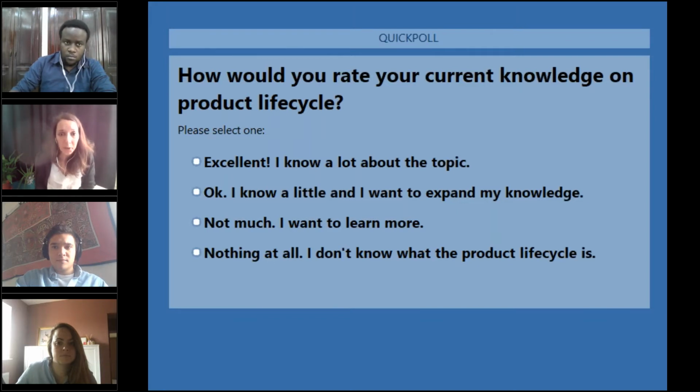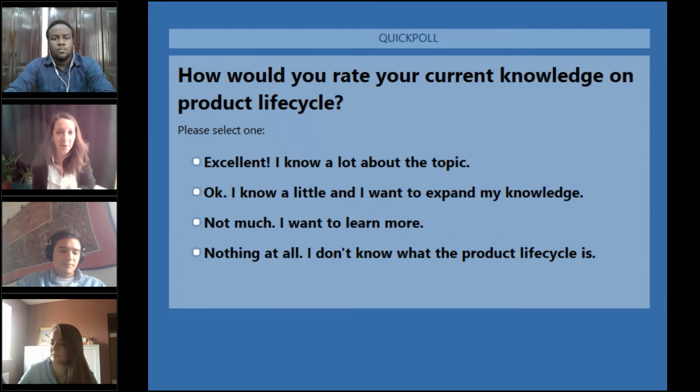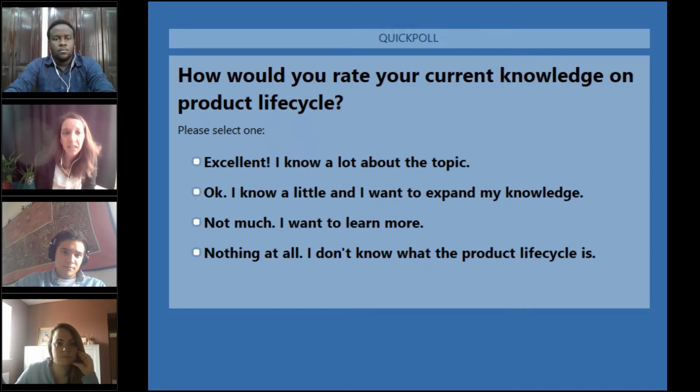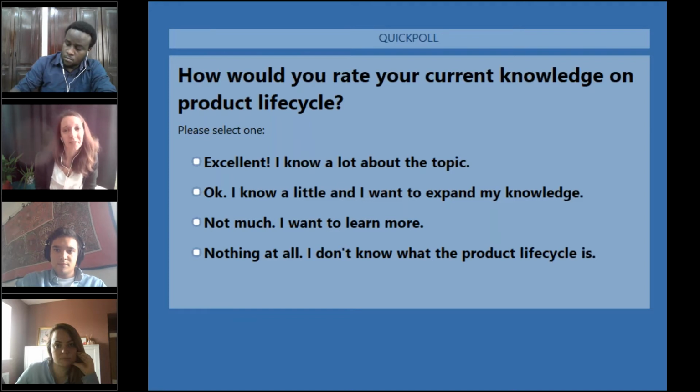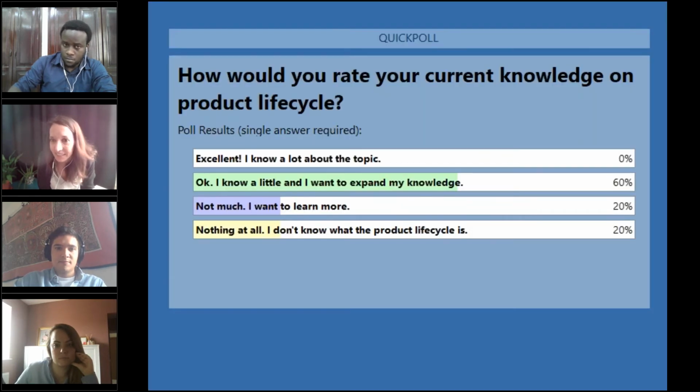You will have a pop-up window with the question and different options to respond. You can say: excellent, I know a lot about the topic; okay, I know a little and I want to expand my knowledge; not much, I want to learn more; or nothing at all, I don't know what the product life cycle is. You can just answer what is more accurate for you. There are no right or wrong answers. It's only to gauge the general feeling on that.